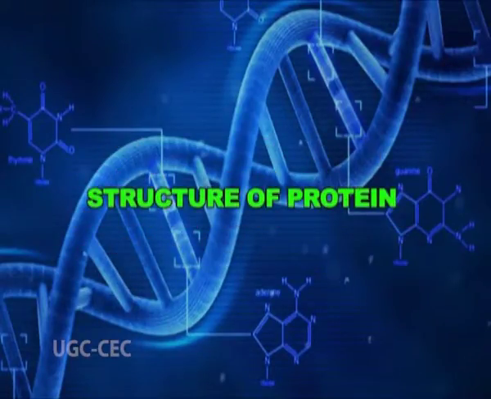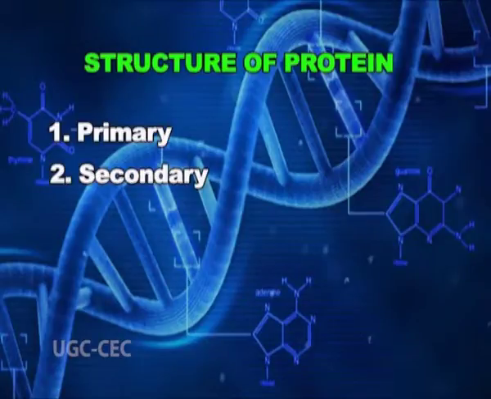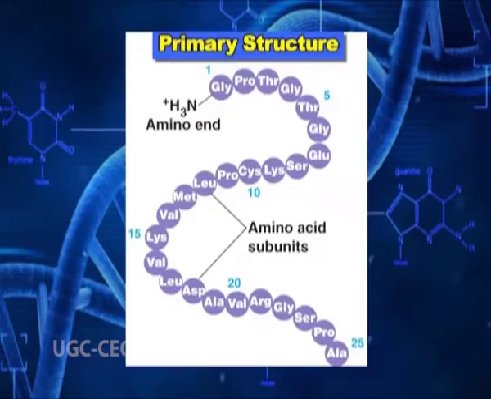Structure of protein. There are 4 levels of protein structure: primary, secondary, tertiary and quaternary. Primary structure. All proteins have well defined orders in which their amino acids are linked to generate the chain-like structure. The characteristic sequence of amino acids in a protein is called its primary structure. This is the most fundamental level of protein structure.